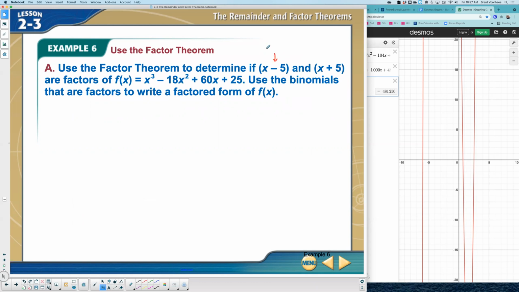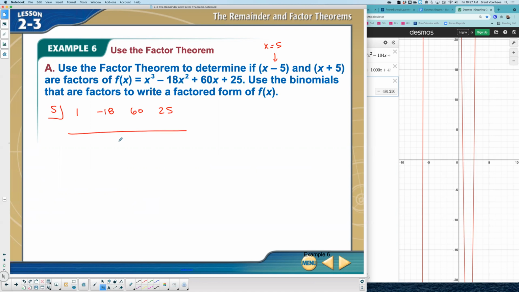Here, minus 5. What does X actually equal here? 5. Okay, so if you're going to check to see if something's a factor, use synthetic. I think it's the easiest way. I've solved for my divisor first. Now check your powers. 3, 2, 1, none. Am I missing any? No, so I'm going to write them out. 1, negative 18, 60, and 25.